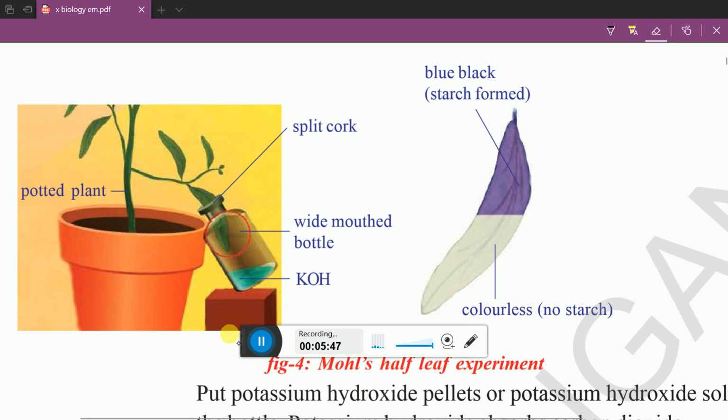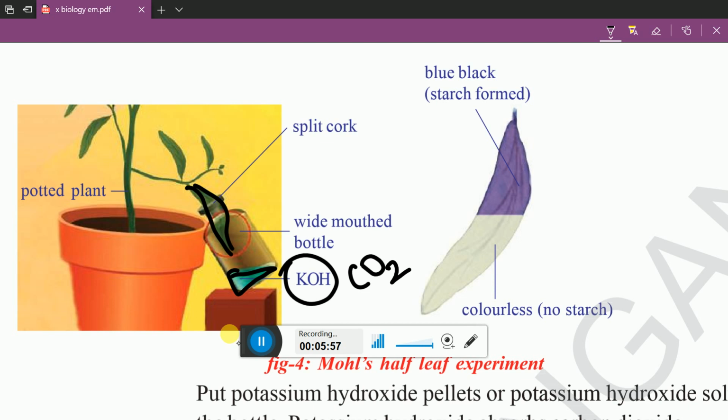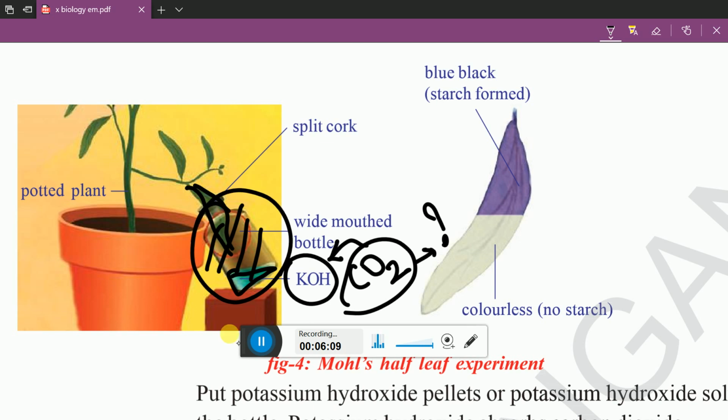Before adding this leaf into the wide mouthed transparent bottle, we need to add potassium hydroxide solution. Why? Because if any carbon dioxide is present, it will be absorbed by KOH. Why are we doing this? We are testing whether carbon dioxide is essential or not. To ensure that, we need to free this environment of carbon dioxide. If we remove it, then we will find out in this experiment whether it is needed or not.